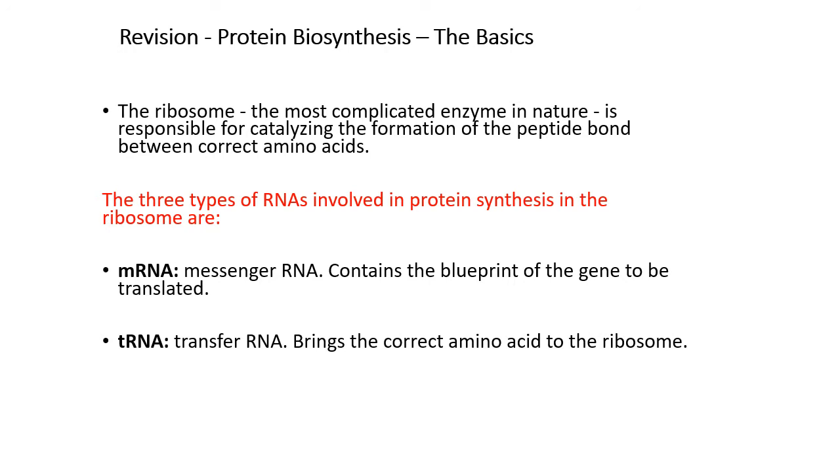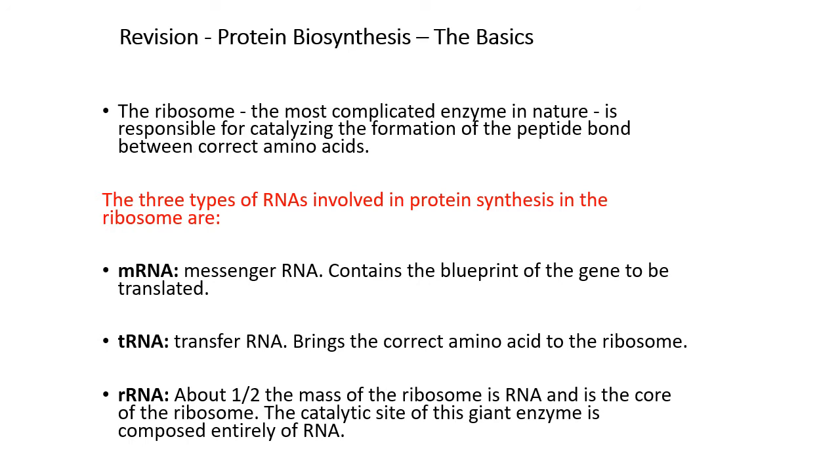tRNA is the transfer RNA, the little yellow blobs we saw on the last slide. They bring the correct amino acid to recognize the complementary code in the messenger RNA. And finally, rRNA is called ribosomal RNA. Actually, half the mass of the ribosome is RNA itself. Oddly enough, this protein factory that processes RNA is also half made of RNA. And the catalytic site is made entirely of RNA, which is interesting.